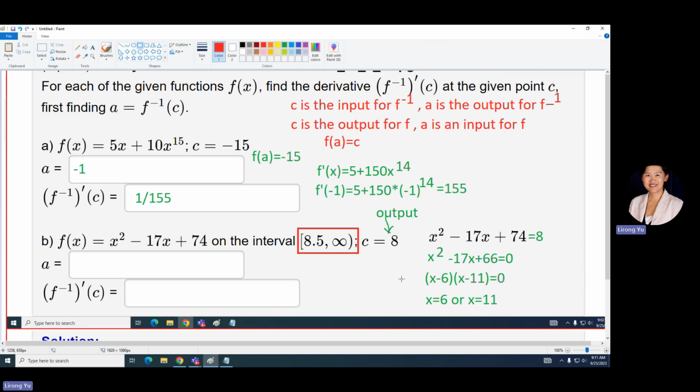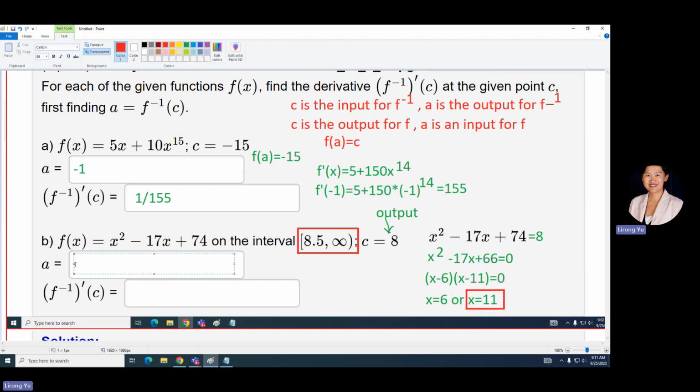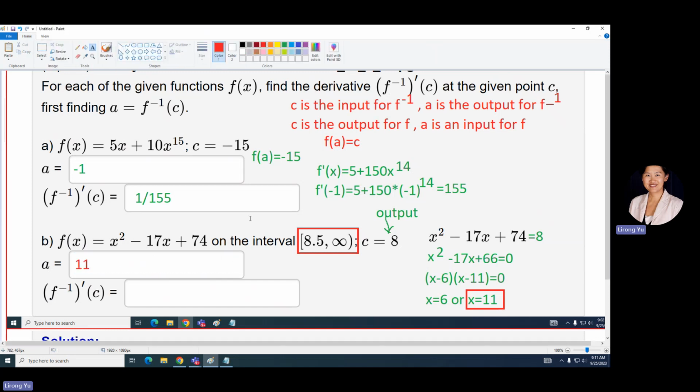And because of the requirement that the x value be higher than 8.5, we can only take the 11, because 6 is not in the interval. So that is how we know we are going to use 11 as an input for f(x). Therefore, it is an output for the inverse. So for the inverse function, you plug in 8, the output will be 11. But for f, the input is 11 and the output is 8. Input and output, we switch them. So the answer is 11 for part 1.